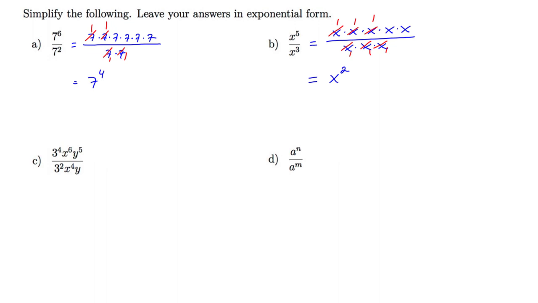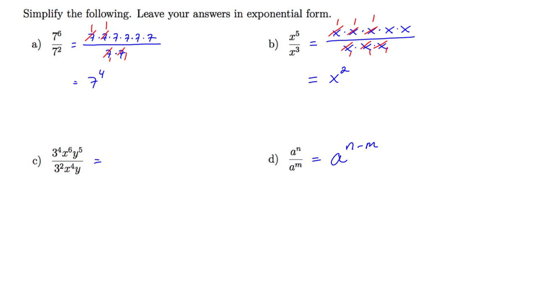The general rule that we're working with here is called the quotient rule, and the rule states, jumping to part D, if we have a to the n divided by a to the m, we get to subtract the bottom exponent from the numerator's exponent. It leaves us with a to the n minus m. Using that shortcut, we'll jump back to part C.